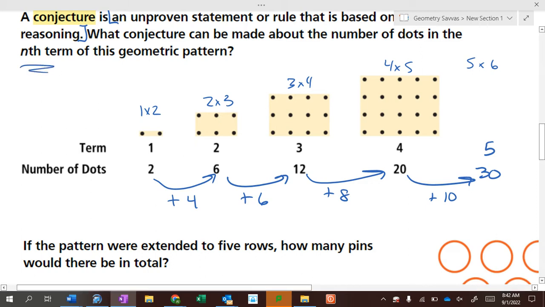they want the nth term of this pattern. Okay? The nth term. How do we get the nth term? Well, it's 2n... where is it? Just a second.